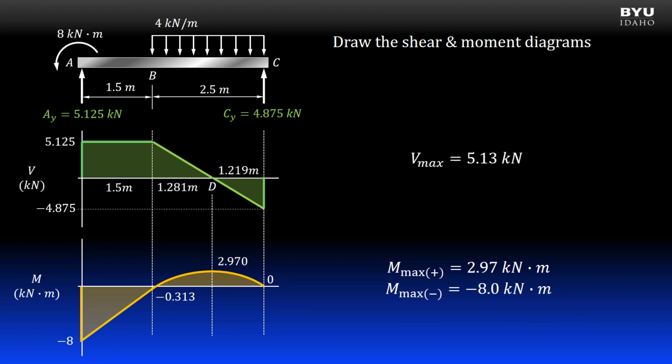Remember that one of the main purposes for drawing shear and moment diagrams is to find the maximum internal loads and where they occur. Our maximum magnitude shear is 5.13 kilonewtons. Our maximum positive moment is 2.97 kilonewton meters, and our maximum negative moment is 8 kilonewton meters.